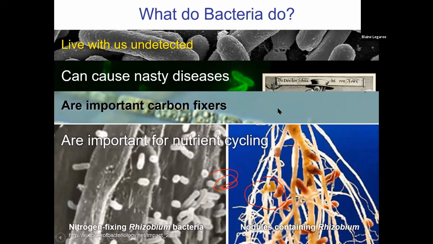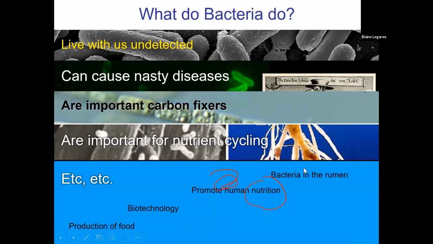Many are bacterial decomposers and involved in nutrient cycling. This is a diagram of rhizobium. These are involved in nitrogen cycling, and you can see they're actually found on these root nodules in legumes. And many, many more things. You can see I've got some notes here about bacteria involved in food production. If you like yogurt, that is a bacterial culture. They're involved in biotechnology, and they're involved in all sorts of aspects of human nutrition, all sorts of good things. So bacteria are good. I hope you guys like bacteria, because I certainly do.